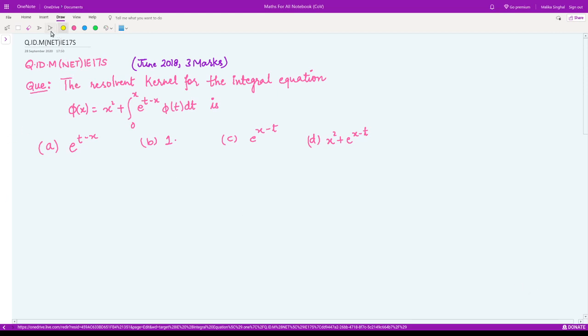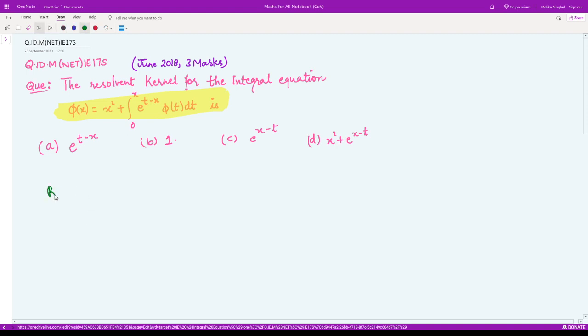Let us see the question in this video. The question is the resolvent kernel for the integral equation. We are given this integral equation, right? They are asking what is the resolvent kernel for this equation. So how can we calculate the resolvent kernel?